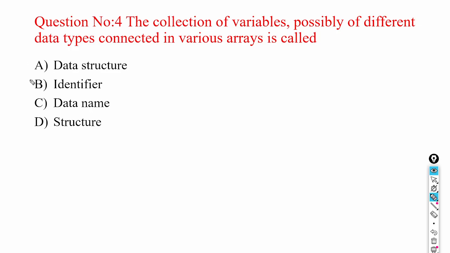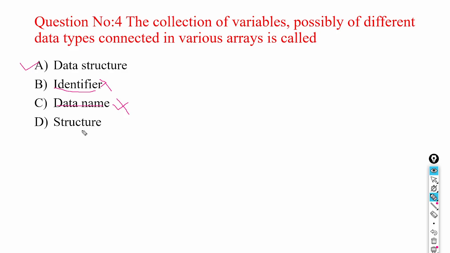The correct answer is option A. So, why is option B not correct? The identifier is only a variable name. The variable name we call an identifier. There is no organization here. The element organization is not there. Data name is not a technical term in computer language. So this is also a wrong answer.